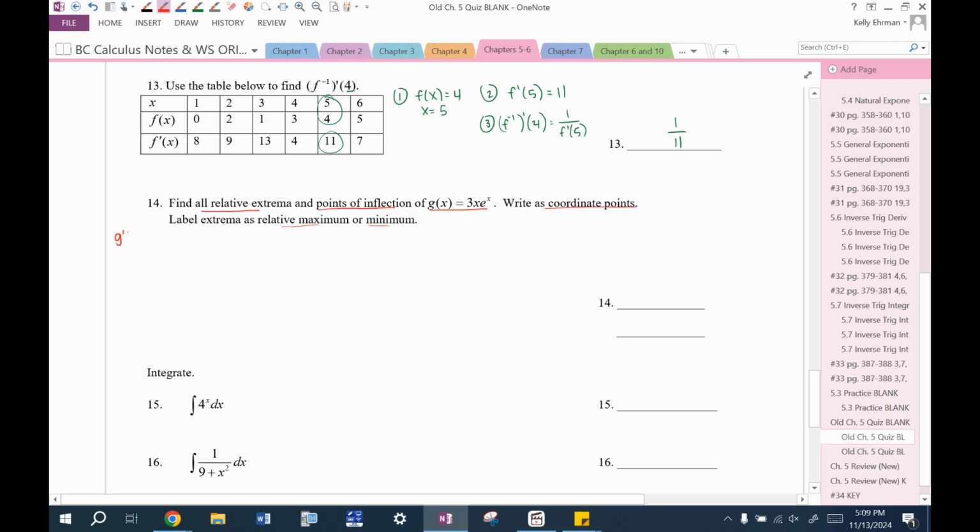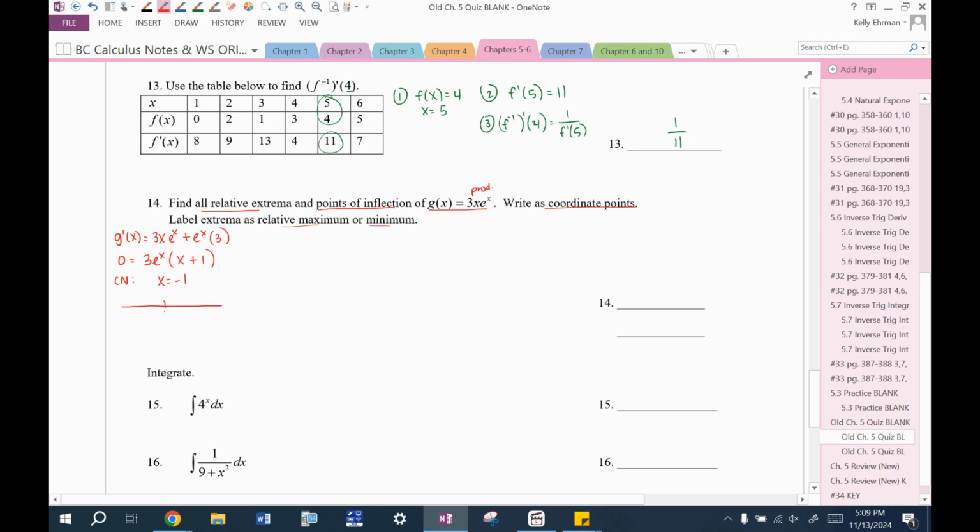So g prime of x is equal to, this is a product rule. So first times derivative of the second plus second times derivative of the first. Find the critical numbers, so set this equal to 0, and I'm going to factor out a 3e to the x, which would leave me with x plus 1. The critical numbers, e to the x is never equal to 0, so you just get x equals negative 1.